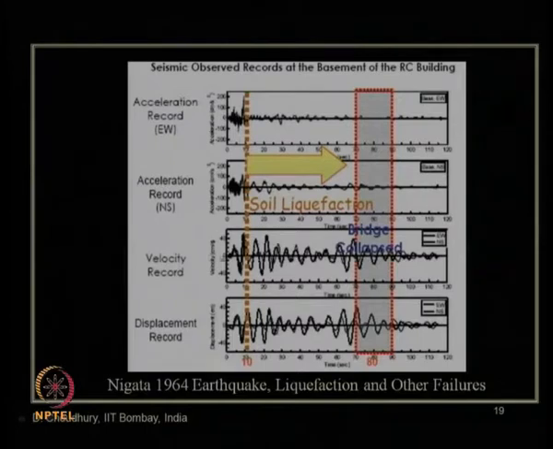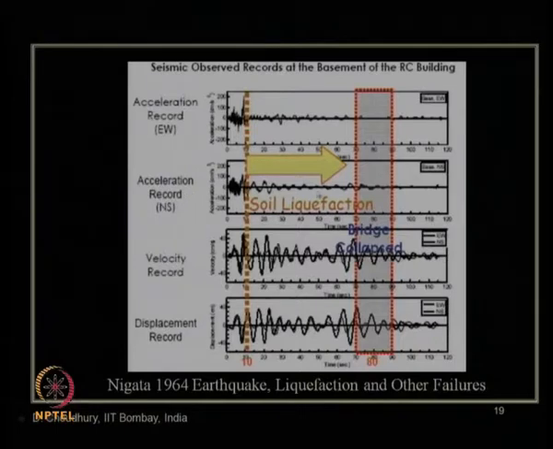In this slide we are showing the Niigata 1964 earthquake, liquefaction and other failures. What are the observations of seismic stations, like the seismic observed records recorded at the basement of that RC building? This is the acceleration record, the first picture in the east west direction. The y axis tells us the acceleration value in centimeter per second square, and the x axis is the time in second.